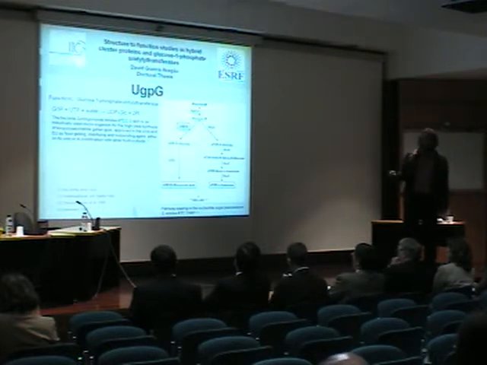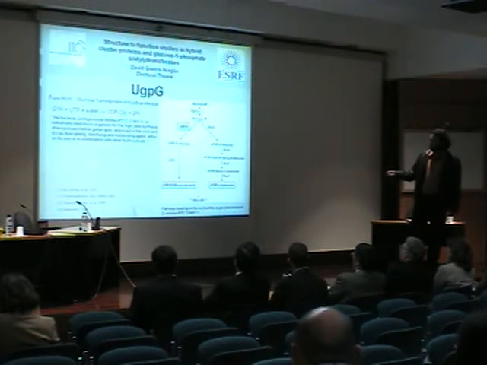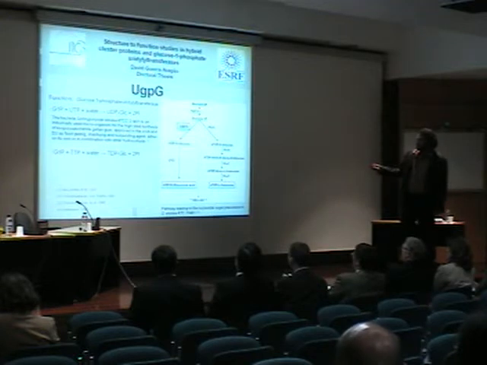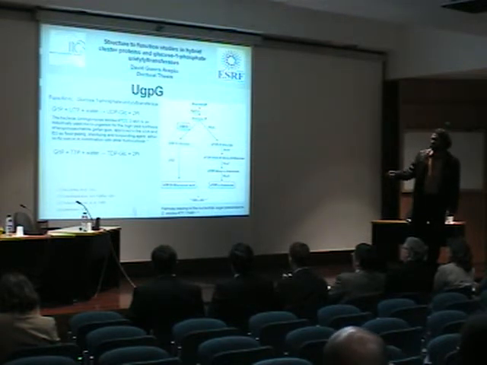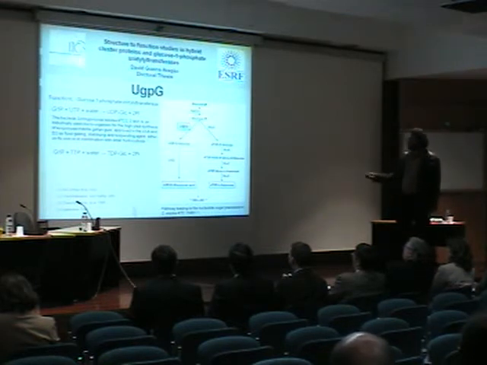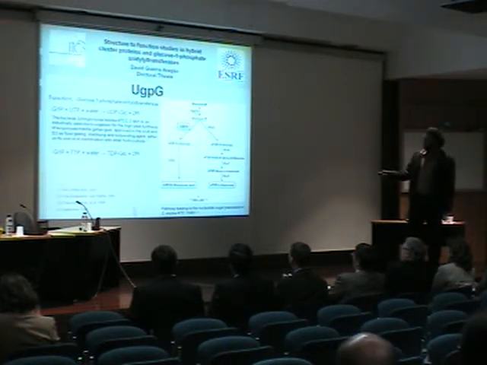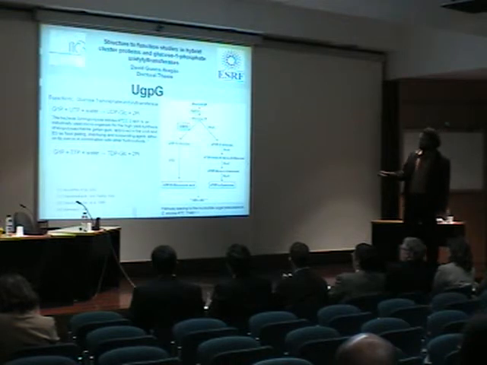I should remark that there is a related protein, RmlA, that from glucose 1-phosphate and TTP can produce TDP-glucose. So it's a very similar reaction. TTP and UTP are similar substrates. This protein also has something like 30% sequence similarity with UGPG. This will be important later.